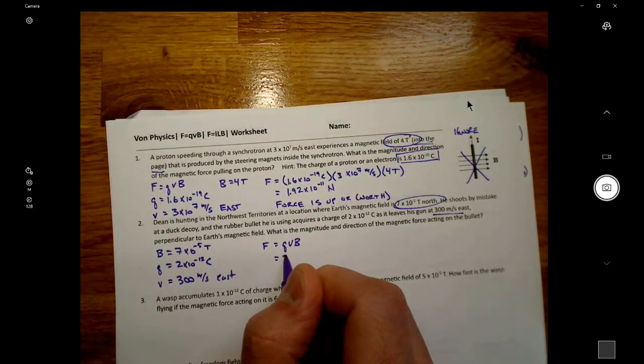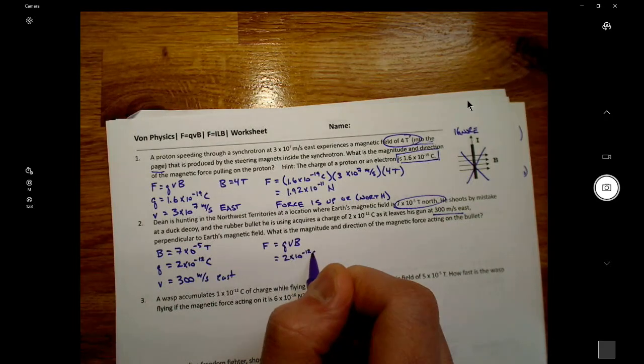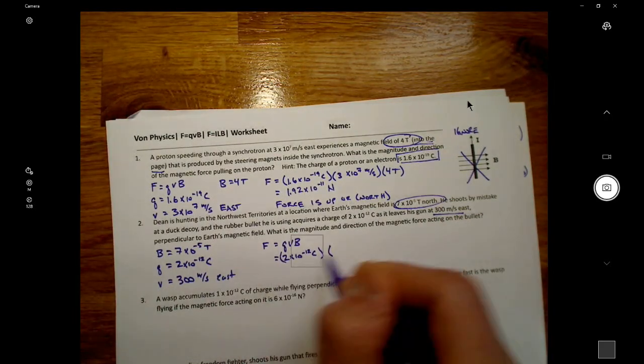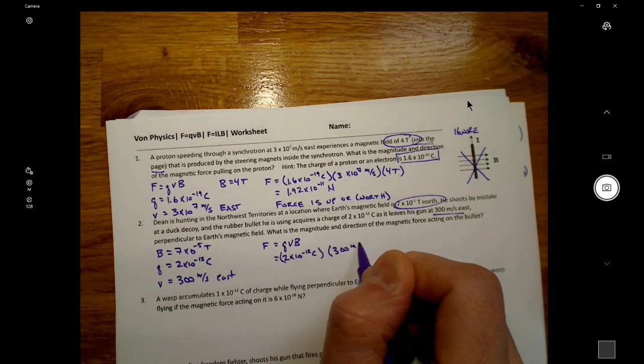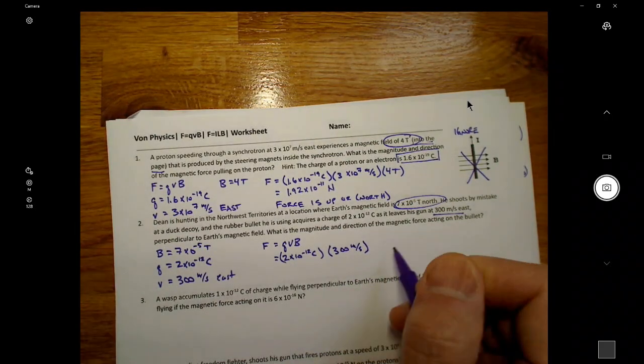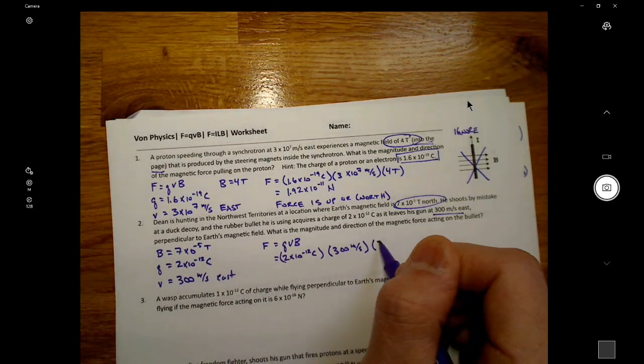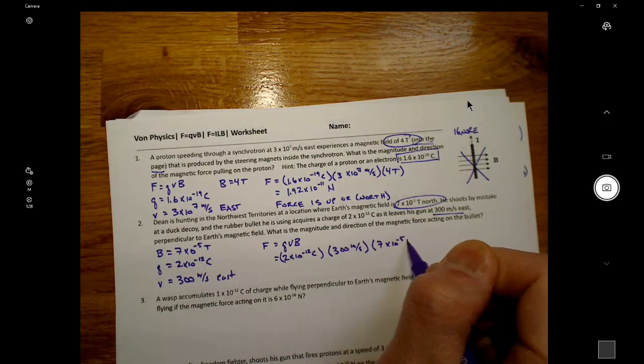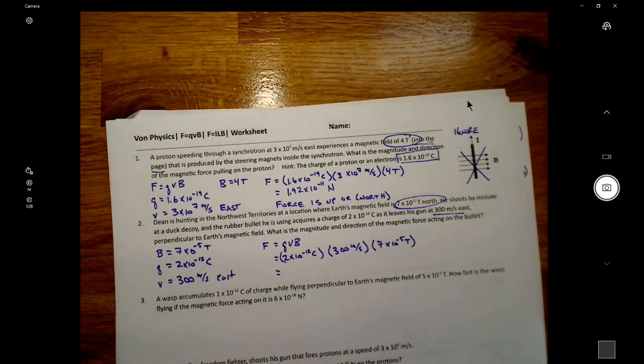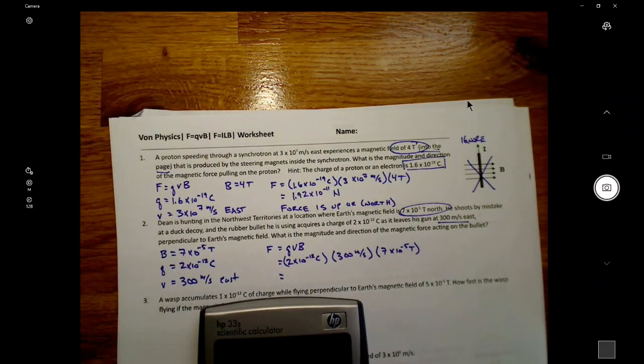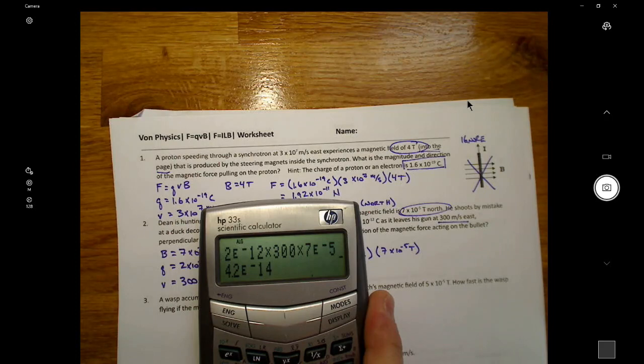which is equal to 2 times 10 to the negative 12th coulombs, times the velocity, 300 meters per second, times B, which is 7 times 10 to the negative 5 Teslas. And here, 2 times 10 to the negative 12th times 300 times 7 times 10 to the negative 5th gives us 4.2 times 10 to the negative 14th.